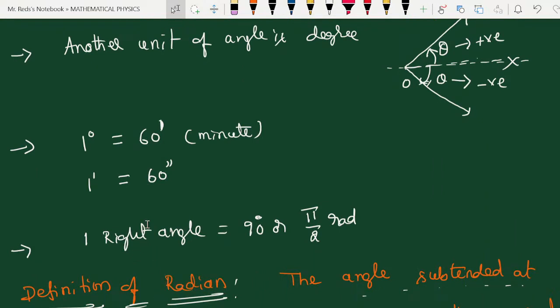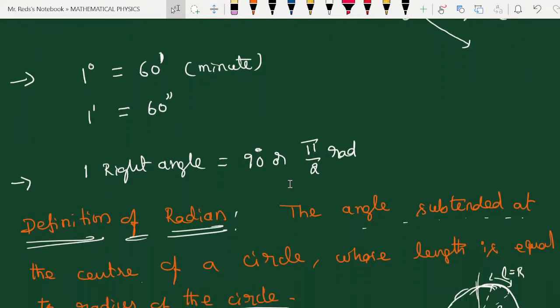And we have also discussed briefly that 1 degree is equal to 60 minutes. This kind of points we have to use while doing the numericals, so we have to remember it. 1 degree is equal to 60 minutes, 1 minute is equal to 60 seconds, and one right angle is equal to 90 degree or pi by 2 radian.